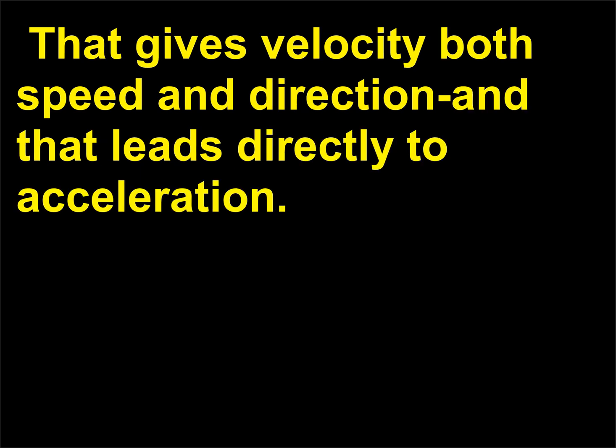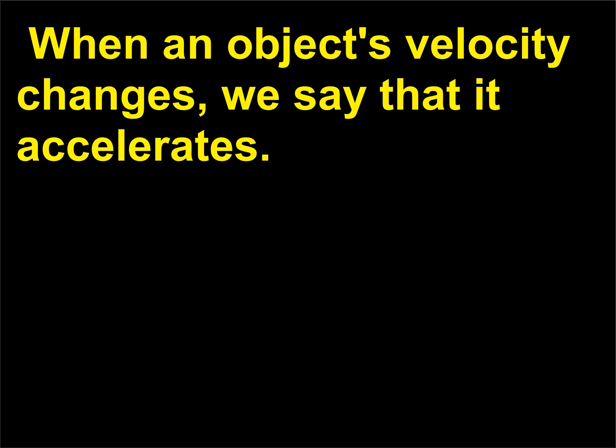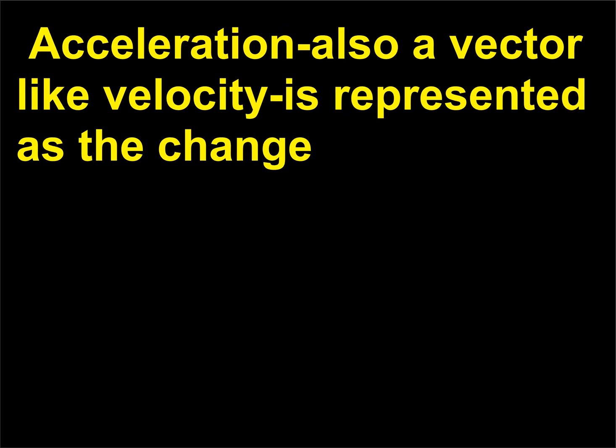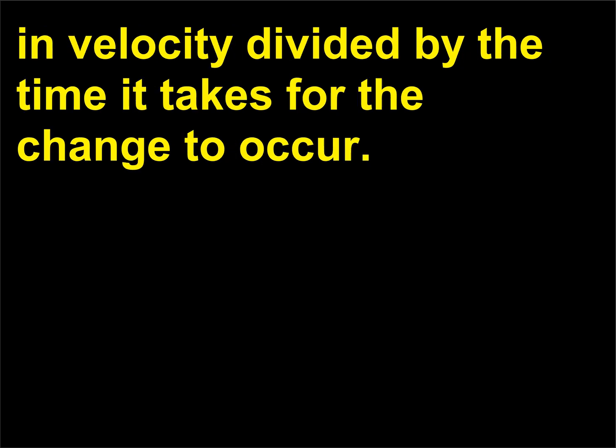That gives velocity both speed and direction, and that leads directly to acceleration. When an object's velocity changes, we say that it accelerates. Acceleration, also a vector like velocity, is represented as the change in velocity divided by the time it takes for the change to occur.